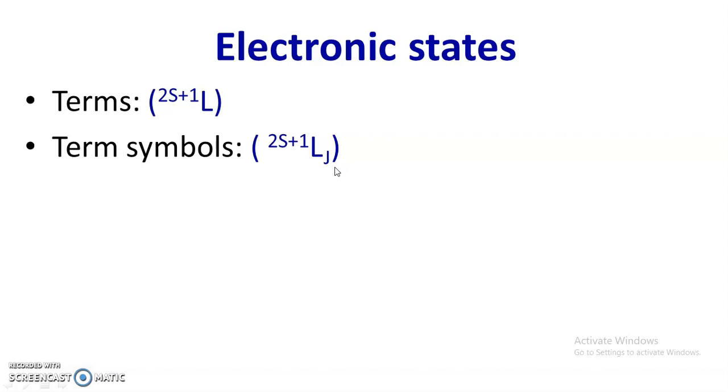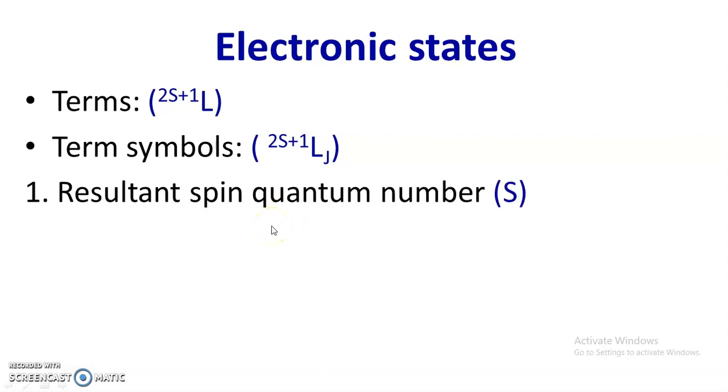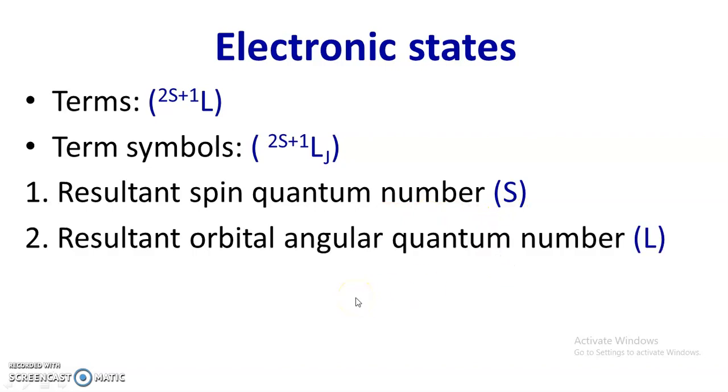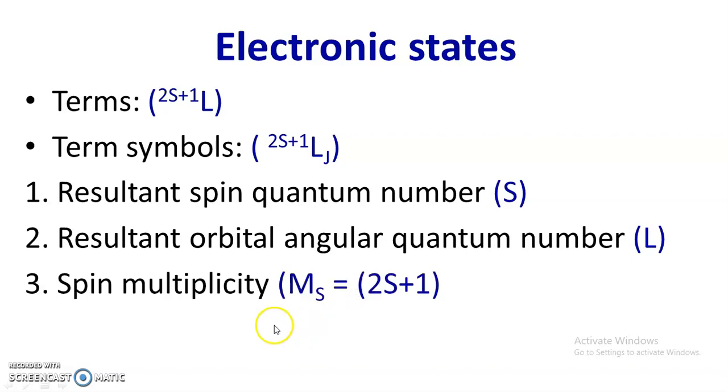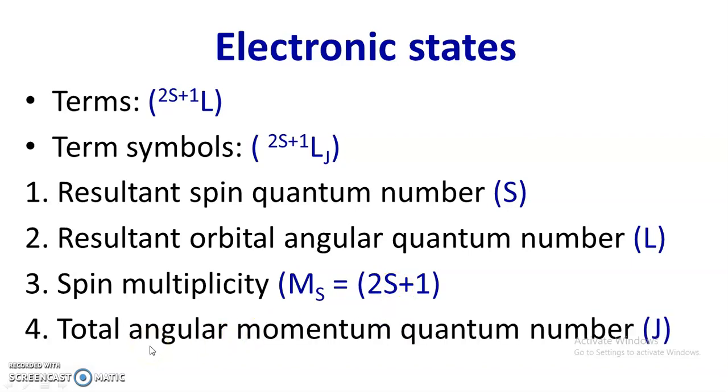Now as I said, the energy levels for polyelectron system are specified by a set of new quantum numbers, that is the resultant spin quantum number, capital S, resultant orbital angular quantum number, capital L, and spin multiplicity, that is M_S, equal to 2S plus 1, where S is the resultant spin quantum number, and the fourth quantum number is total angular momentum quantum number, that is J. So the electronic states are defined by these 4 quantum numbers. These are the new quantum numbers. Now let us discuss one by one.